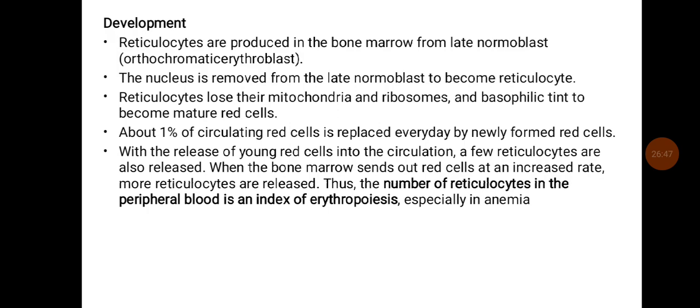Reticulocytes are produced in the bone marrow from the late normoblast. The nucleus is removed from the late normoblast to become a reticulocyte. Reticulocytes lose their mitochondria, ribosomes and basophilia to become mature red cells. About 1% of circulating red cells is replaced every day by newly formed red cells. With the release of young red cells into the circulation, a few reticulocytes are also released. When the bone marrow sends out red cells at an increased rate, more reticulocytes are also released. Thus the number of reticulocytes in the peripheral blood is an index of erythropoiesis, especially in anemia.